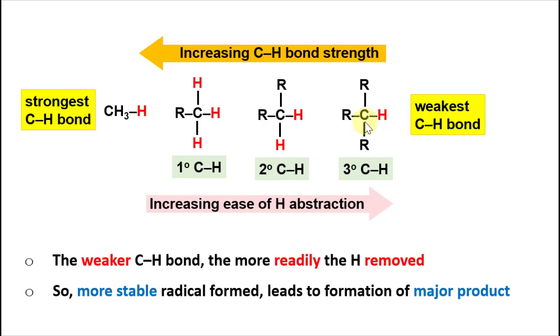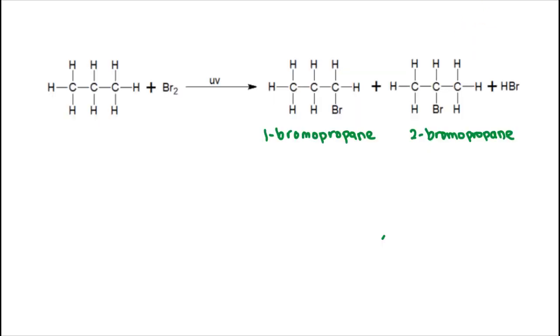Hydrogen that is attached to the tertiary carbon will have the weakest CH bond. As we can see here, the more alkyl groups attached to the carbon, the weaker the CH bond. If the bond between the carbon and hydrogen is weaker, the more readily the hydrogen is removed, so a more stable radical will be formed, and it will lead to the formation of the major product. So if we look at this reaction, the bromination of propane will lead to two alkyl halide products, which are 1-bromopropane and 2-bromopropane. Since the secondary carbon will give a weaker CH bond compared to the primary carbon, 2-bromopropane is the major product of bromination of propane.